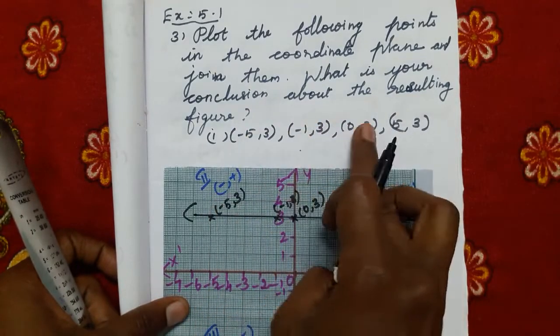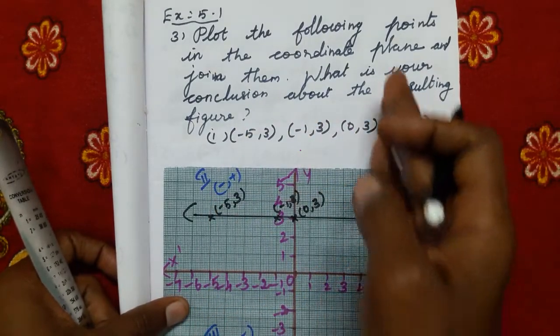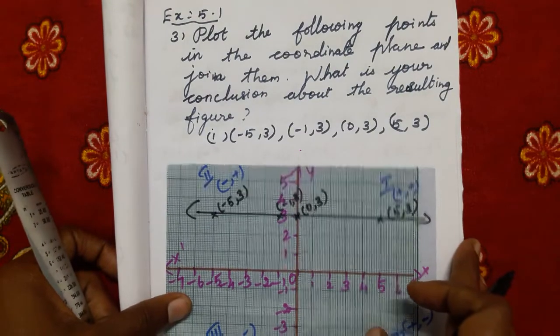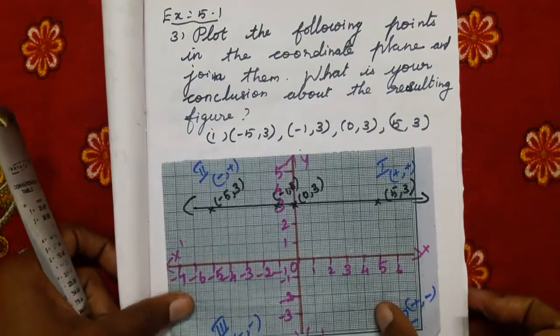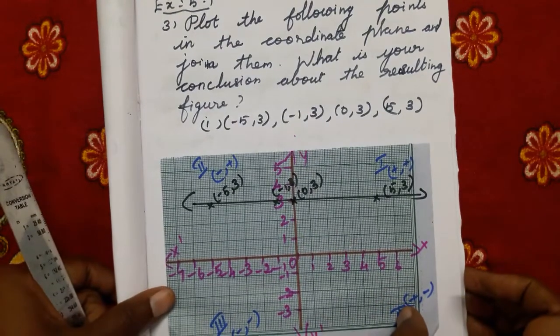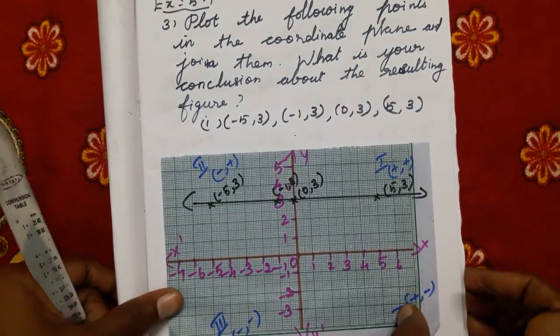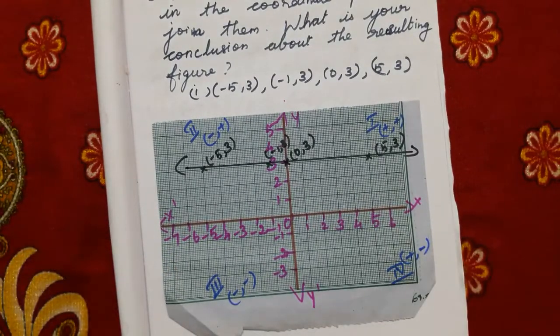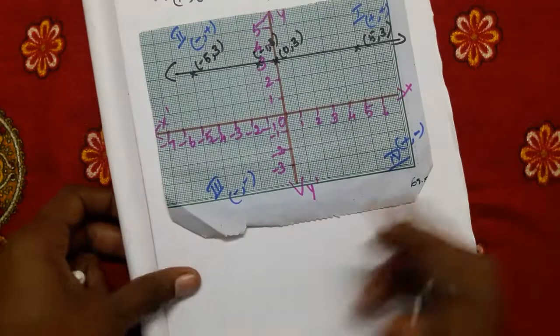If the x coordinate is the same, the line is parallel to which one? Y-axis. Clear this? Now what can we conclude? What is the conclusion about the resulting figure? The line is parallel to the x-axis.